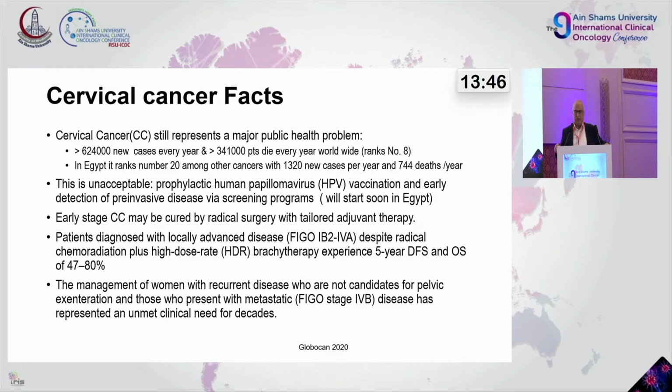Early stages, as you all know, are cured by radical surgery or tailored adjuvant therapy. Patients with locally advanced disease are treated with chemoradiation with brachytherapy, with a 5-year disease-free survival and overall survival of 45 to 80%. However, the management of women with recurrent disease who are not candidates for pelvic exenteration, and those presenting with metastatic disease, has a dismal survival of few months overall and represents an unmet clinical need for decades.